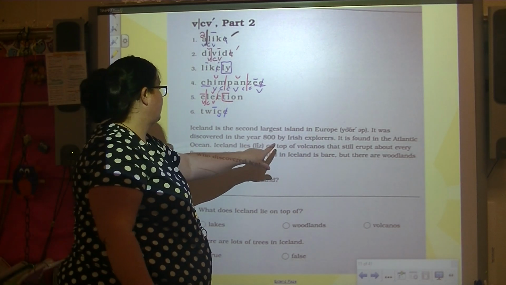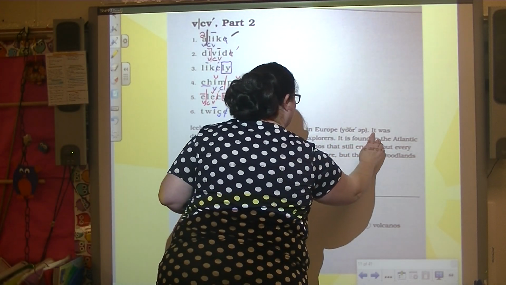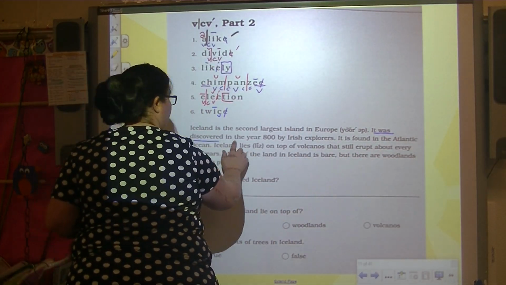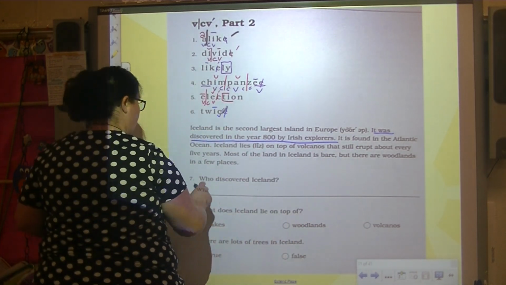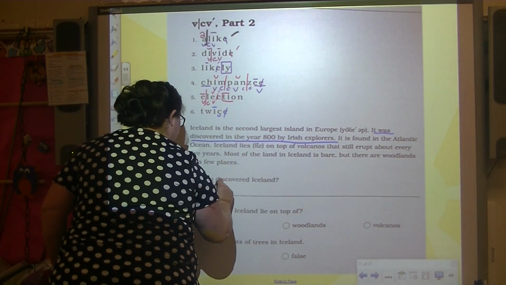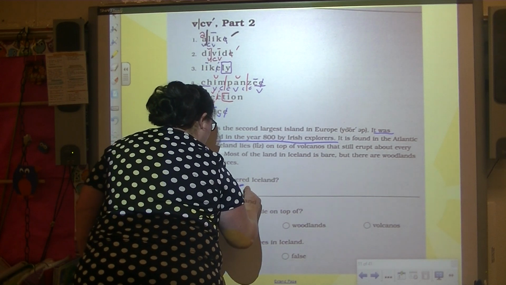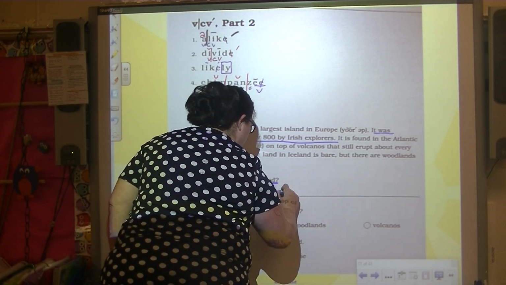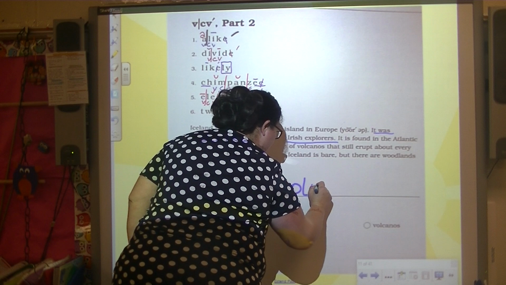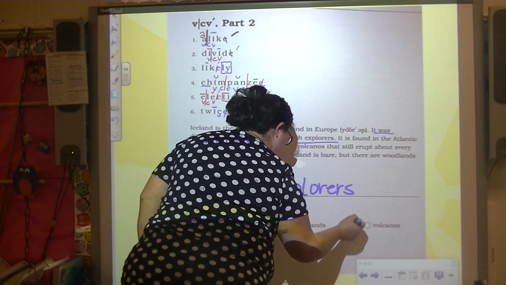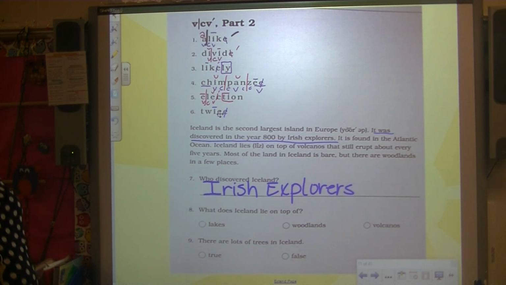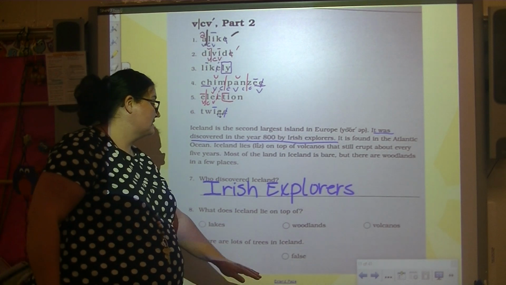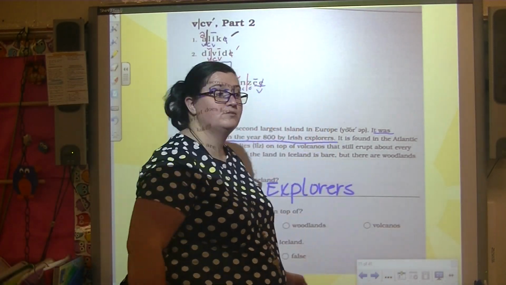It says it was discovered in the year 800 by Irish explorers. So, who discovered Iceland? Irish explorers. Number 8, what does Iceland lie on top of? Your choices are lakes, woodlands, or volcanoes.